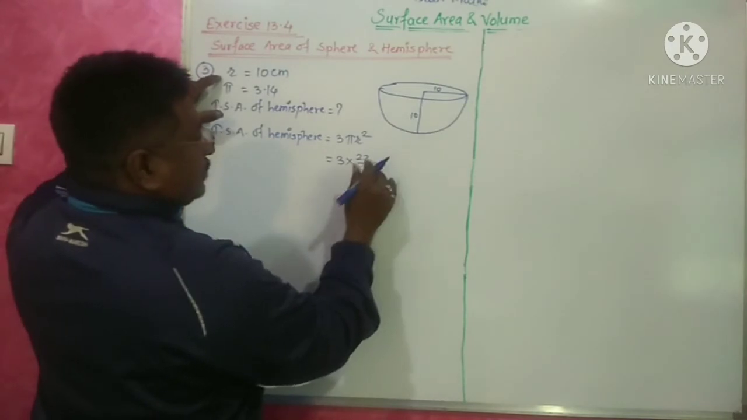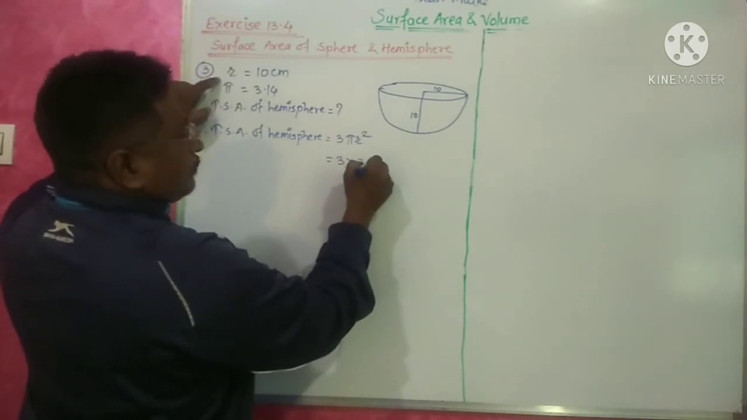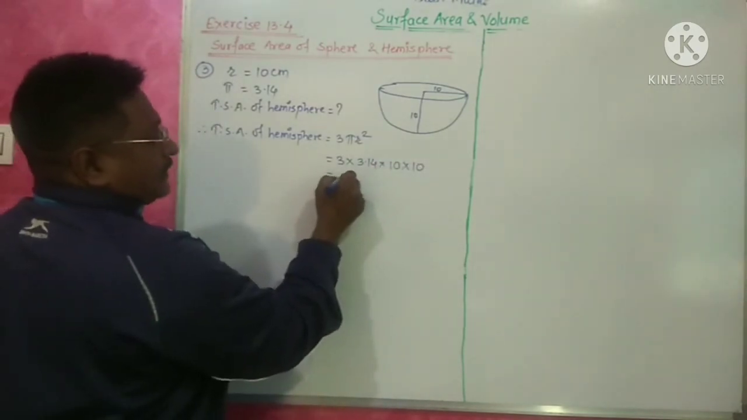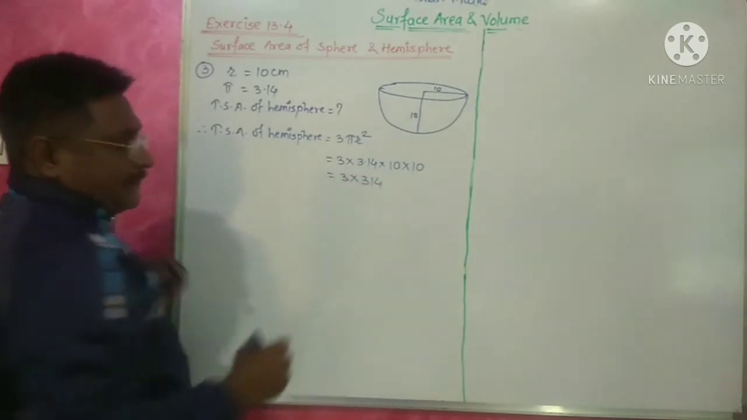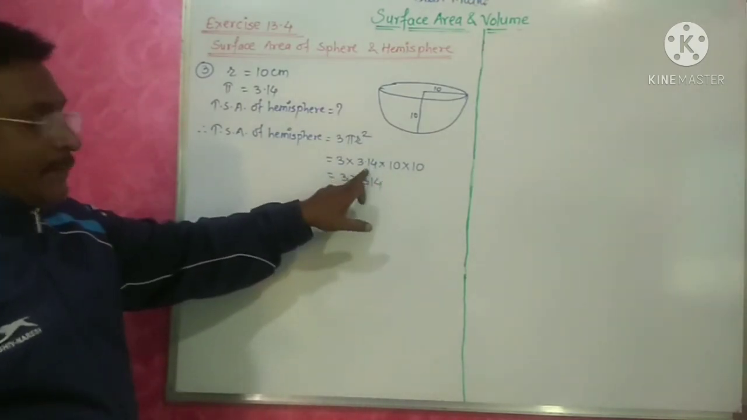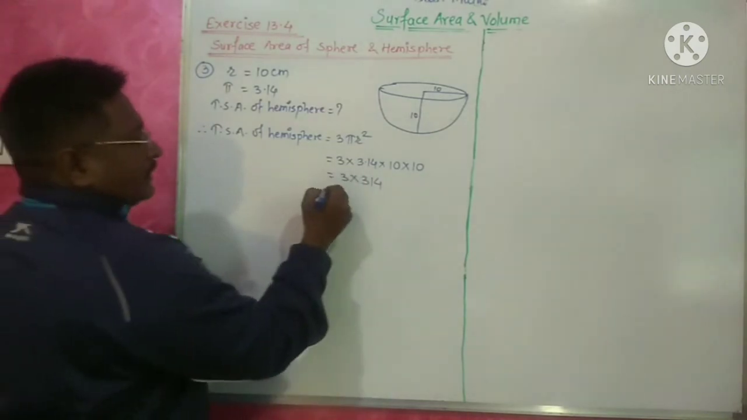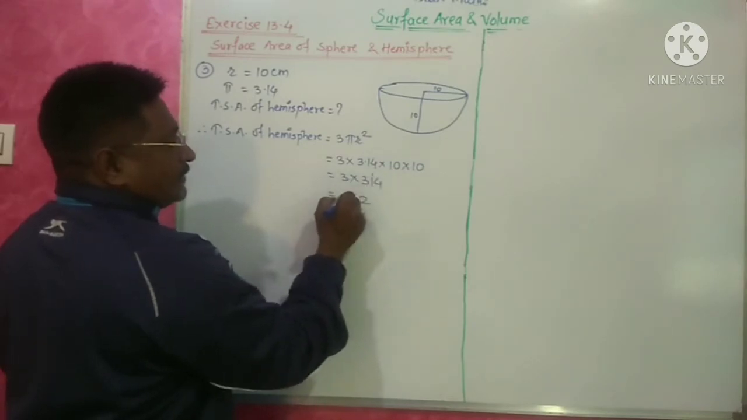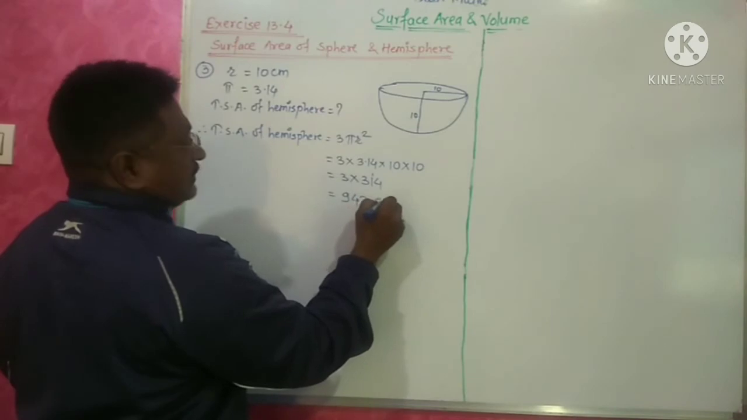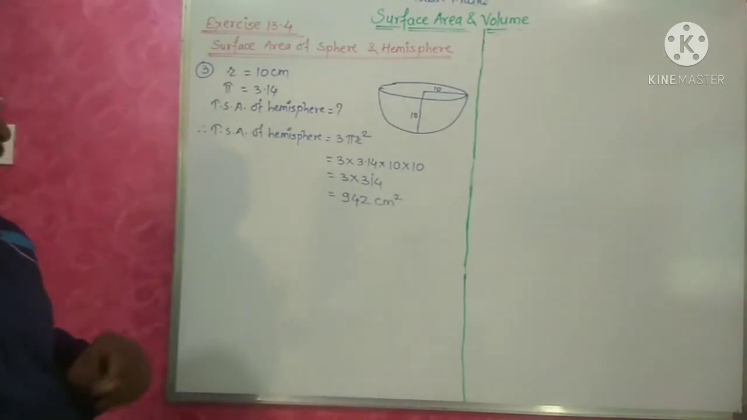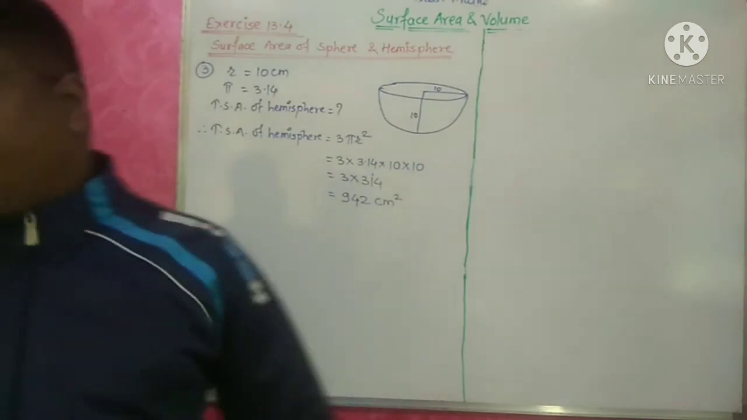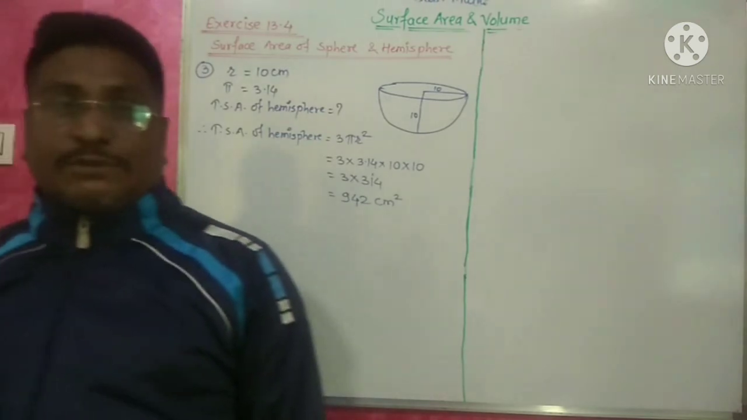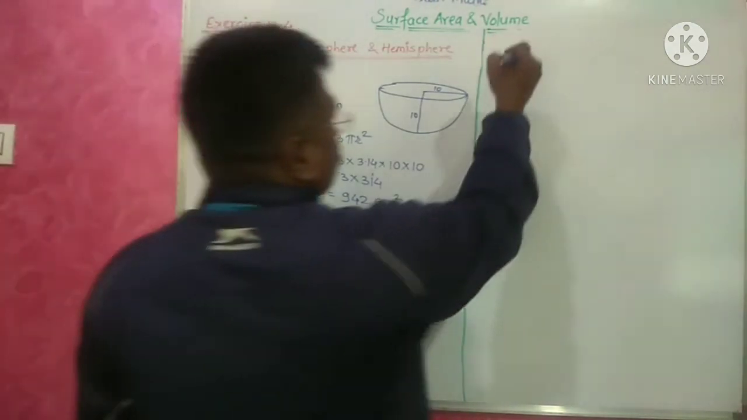3 into pi. Here pi value is given 3.14. r is 10 into 10. So what will we get? 3 into 314. So this we will multiply. Decimal point it will remove. So what is the answer? 3 4s are 12. 3 1s are 3 plus 1 is 4. 3 3s are 9. So centimeter square. TSA of hemisphere is 942 centimeter square. So hope you understand how to solve the third question. Now we will go on to the fourth question.